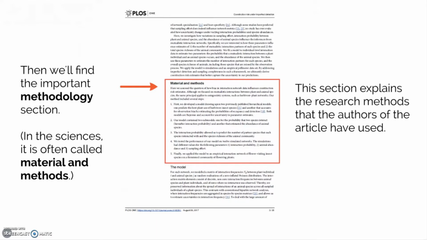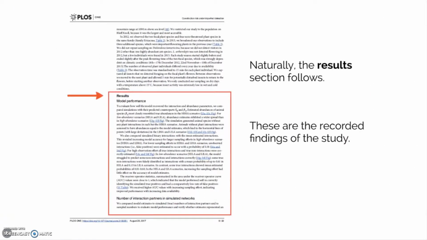Then we'll find the important methodology section. In the sciences, it is often called material and methods. This section explains the research methods that the authors of the article have used. Naturally, the results section follows. These are the recorded findings of the study.